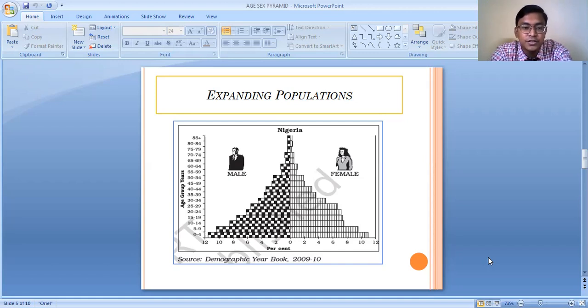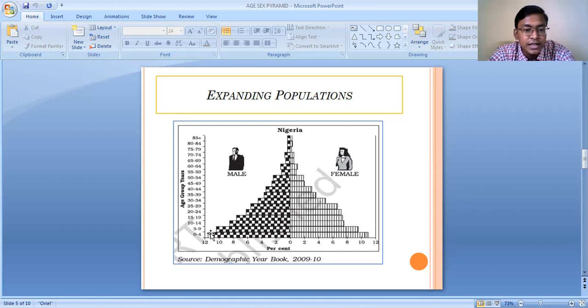This much percentage of males are there in the 60 years and above age group and this much are the females. With the help of this data, if you try to draw the diagram, it will be of this shape, or it may be of different shape also. Basically this diagram shows that more population is there in the lower age groups, but in the higher age groups the population is very much less.